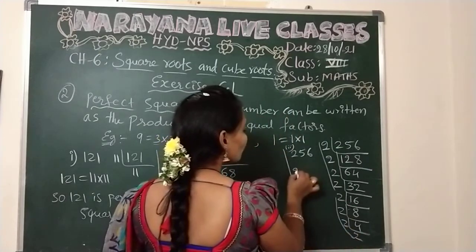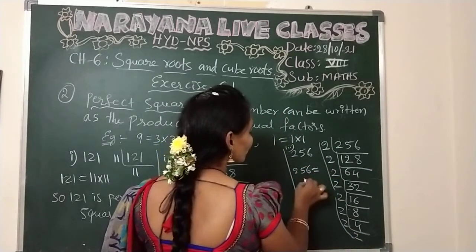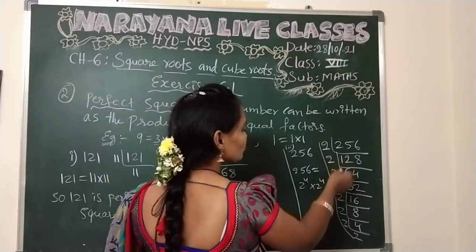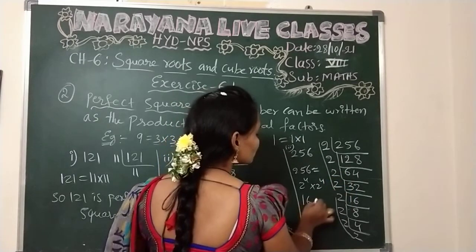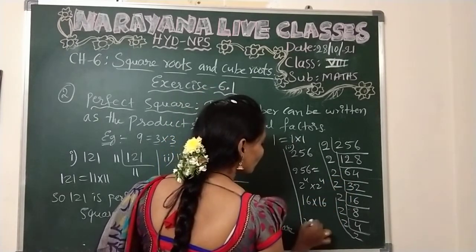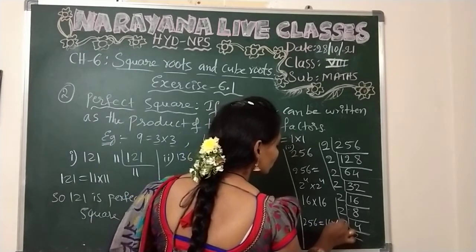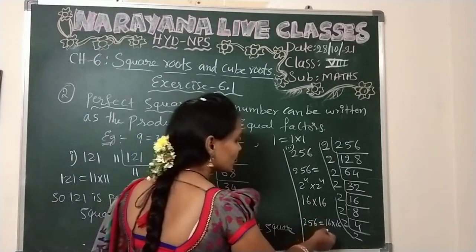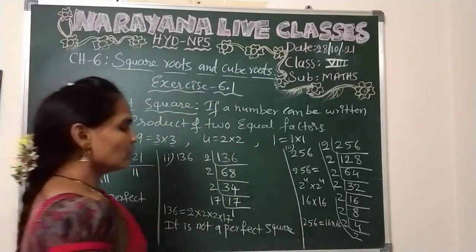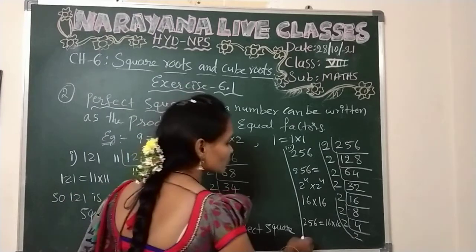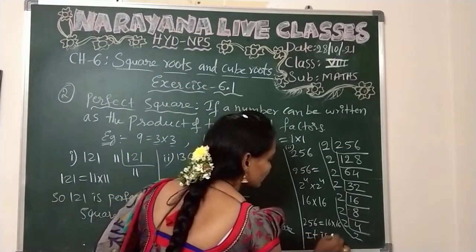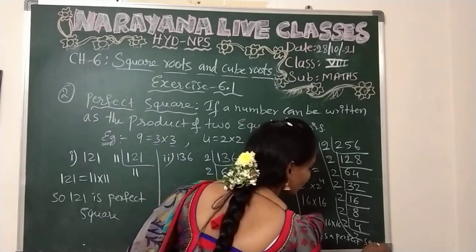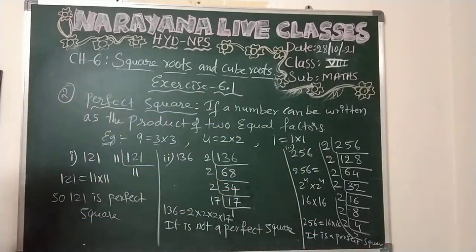Here 256 we can write as 2 power 4 into 2 power 4. 2 power 4 means what? 2 twos are 4, 4 twos are 8, 8 twos are 16. So 16 into 16. Therefore 256 is written as 16 into 16, a product of two equal factors. So 256 is a perfect square.